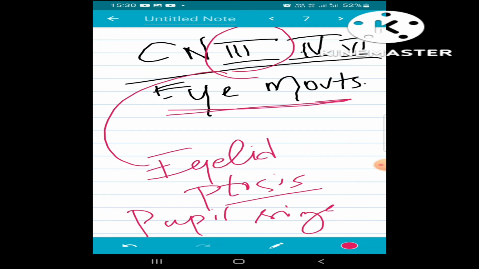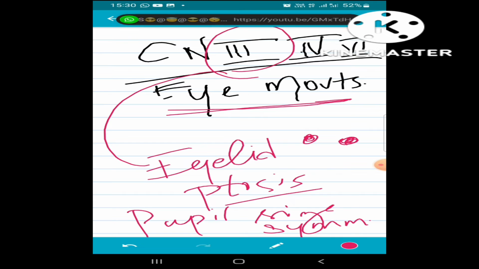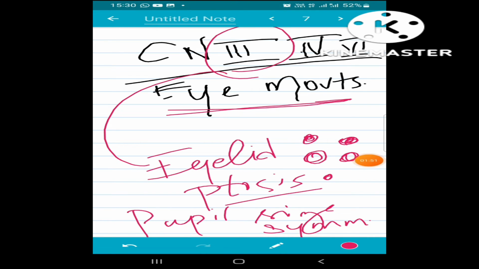It controls pupil size and its symmetry. If you take the pupil, whether it is too small or too large, or if it is asymmetrical, all that depends on the third cranial nerve. And even the pupillary reactions, how it reacts to light, also depend on the third cranial nerve.